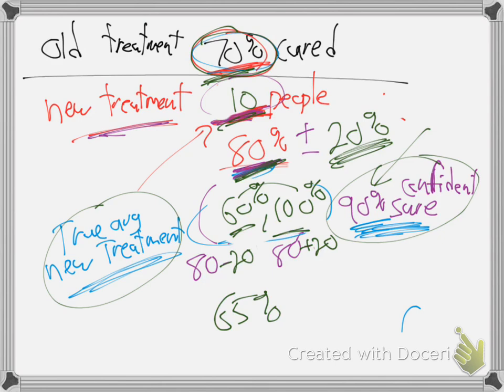We wouldn't want to change our medical practices unless we were pretty sure that it was better than the old treatment. If the old treatment's 70, this may be something lower than the old treatment. Somewhere between 60 and 100. That's not a very good statement, is it? It could be 62, and that's worse than the old treatment. So we'd like to be able to say an interval that's all higher than 70%.